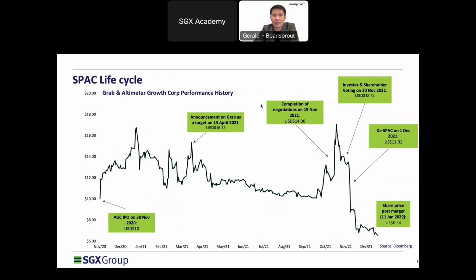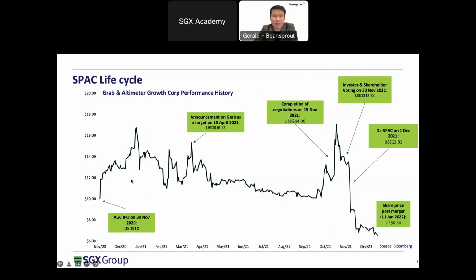That may appear very conceptual for some of you, so I've used the example of Grab to bring us through this life cycle. We start with November 2020, when the SPAC, Altimeter Growth Corp, was listed in the US at $10 per share.